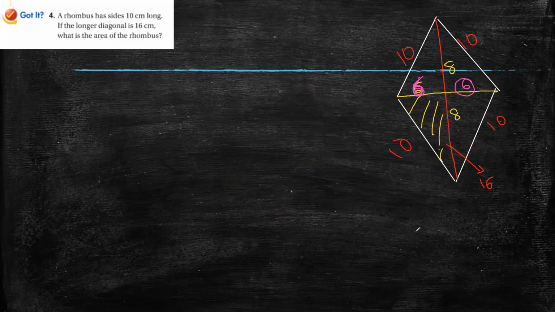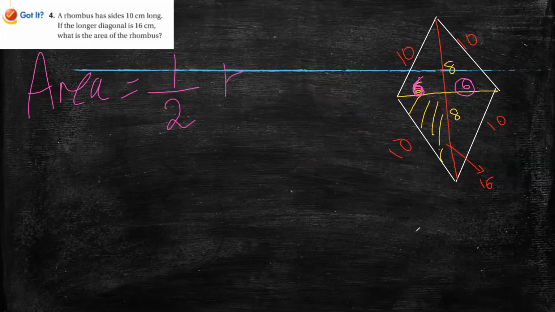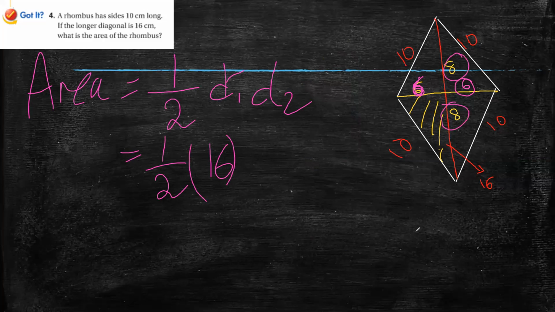Now after that, I have the length of the diagonals, so I can find the area of the kite. So, the area of the rhombus here is half d1 times d2. What is the length of the first diagonal? It is 16, which is 8 plus 8. And the second diagonal will be 6 plus 6, which is 12.